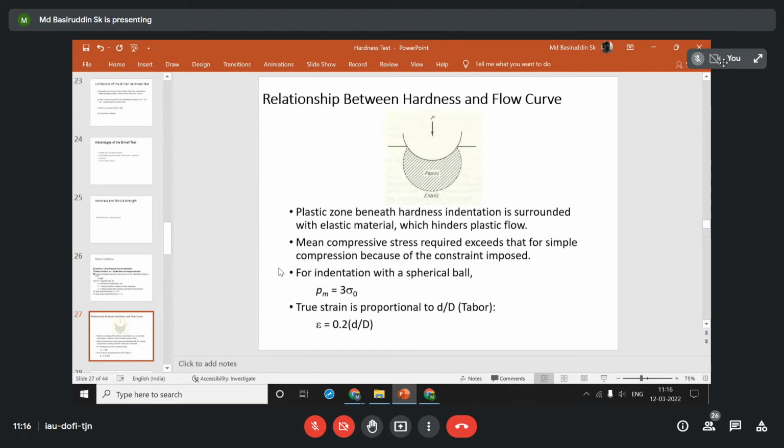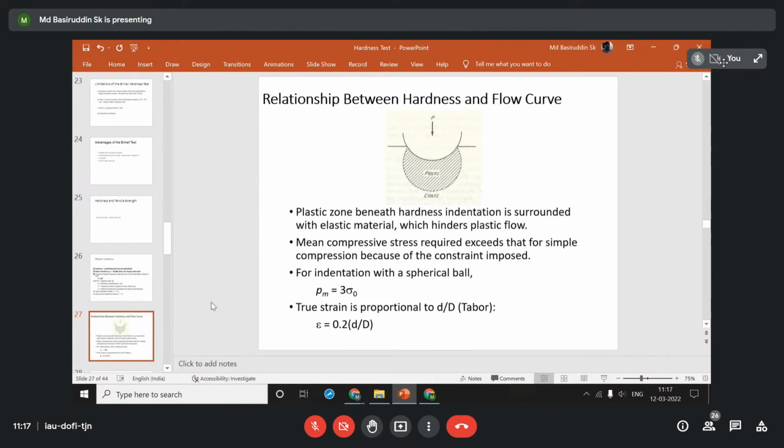Now, if you want to correlate the tensile properties with hardness, then according to Meyer, or according to Brinell as well, it was suggested that the hardness number will be 3 times the yield strength of the material for a spherical steel ball. So during tensile testing, whatever stress is required for yielding of a material, for that material you will get a hardness number that is 3 times the yield strength of the material. In that way you can correlate them.